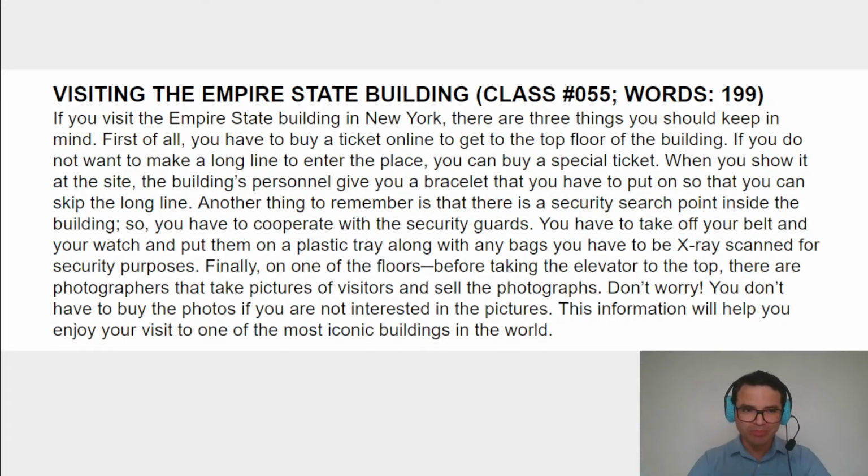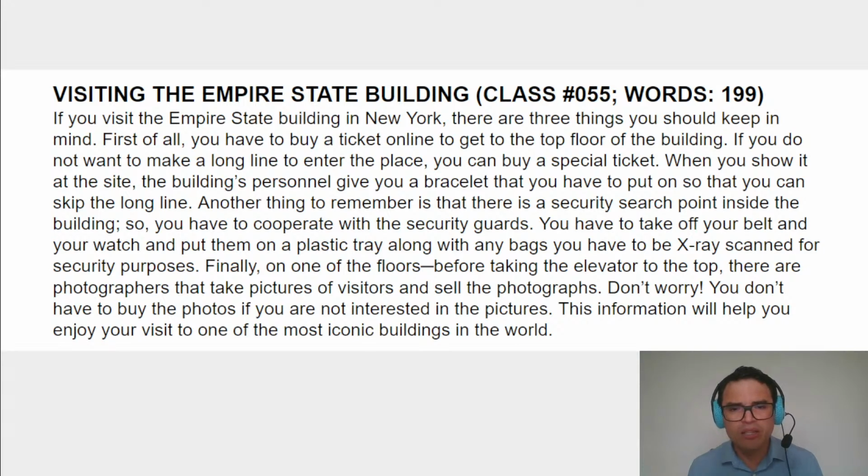Ready? Go. If you visit the Empire State Building in New York, there are 3 things you should keep in mind. First of all, you have to buy a ticket online to get to the top floor of the building. If you do not want to make a long line to enter the place, you can buy a special ticket. When you show it at the site, the building's personnel give you a bracelet that you have to put on so you can skip the long line.